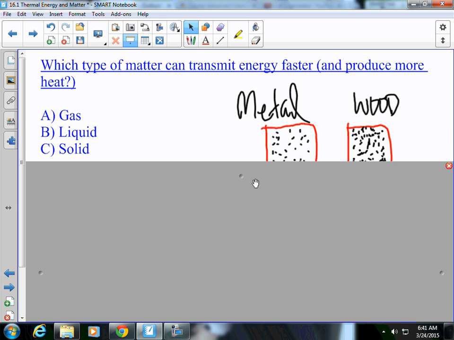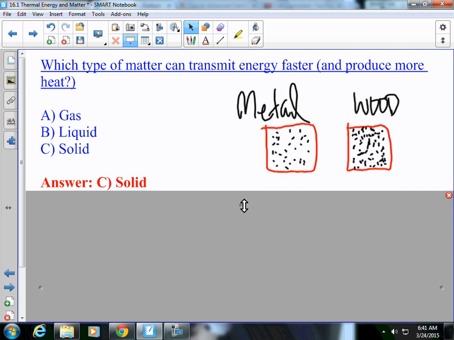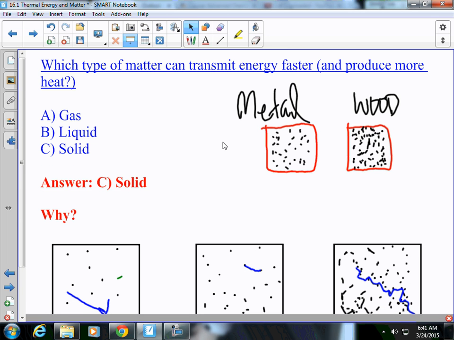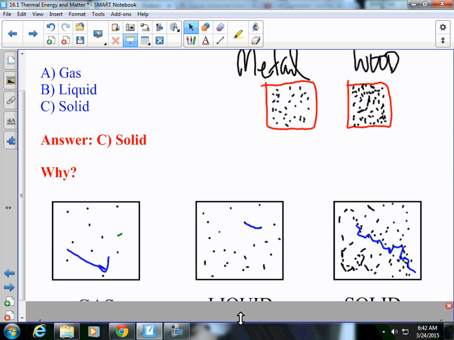Got your answer? Answer is a solid. Why in a solid? Because the particles are much closer together in a solid.